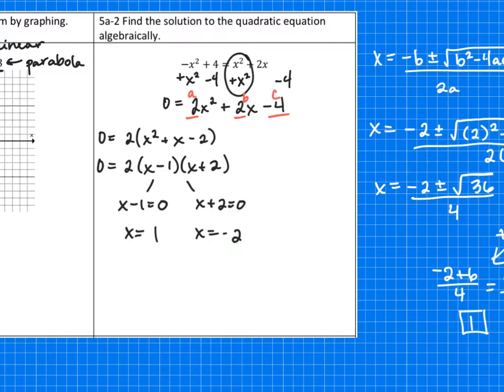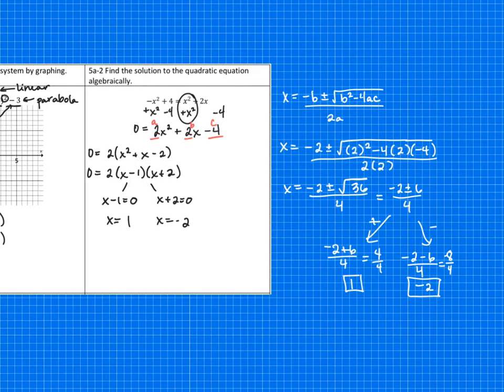So regardless of which method you use, factoring or quadratic formula, and I did not show you the entire box and diamond, you got to go back to 5A2, that video, if you want to see that entire process. So that's it for those two.